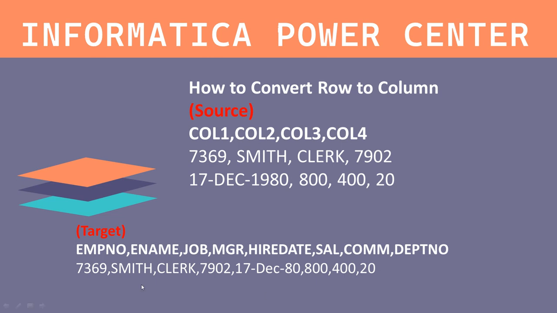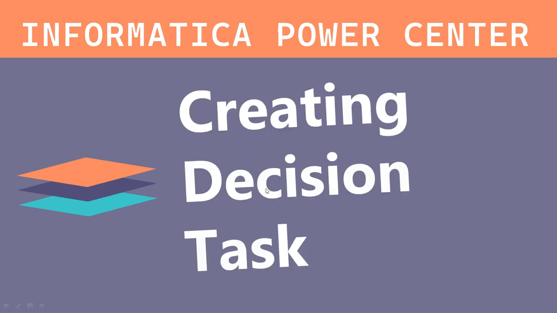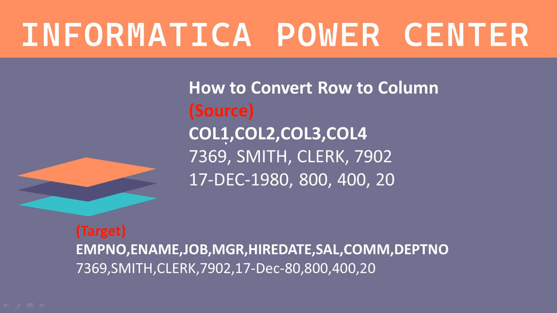Today we are discussing the topic called how to convert row to column. Suppose we have values like column 1, column 2, column 3, column 4, storing 7369, Smith, clerk, 7902, date, and 800 is the salary, and the commission and department number. Like that it will store in the source column.